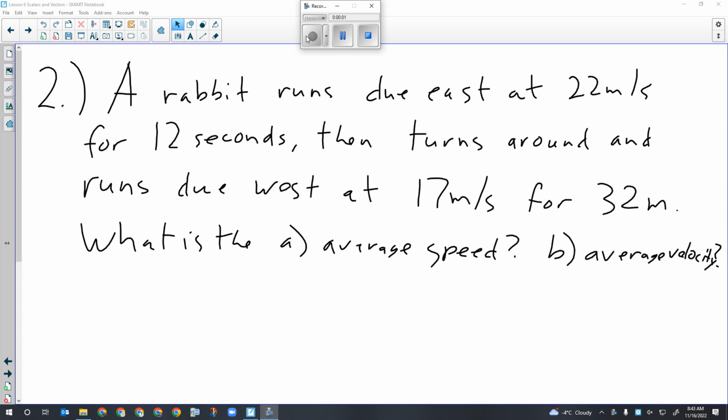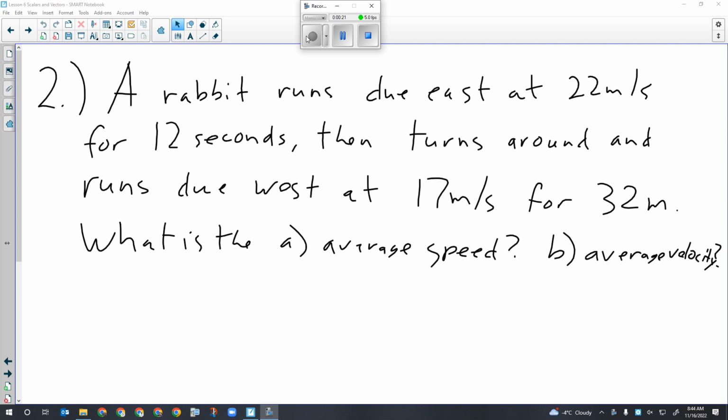So at the end of the day yesterday, we went over a question very much like this one. It was about a bus that traveled north and then traveled south, and we found the average velocity and average speed of the bus over the entire trip. So, as a bit of a refresher from yesterday, I want you guys to try this question.